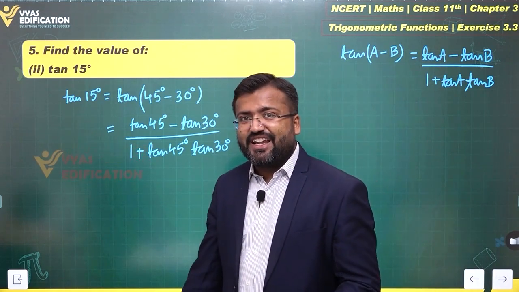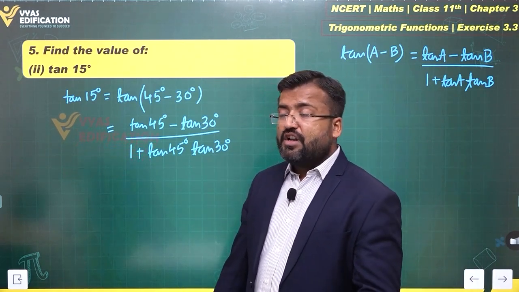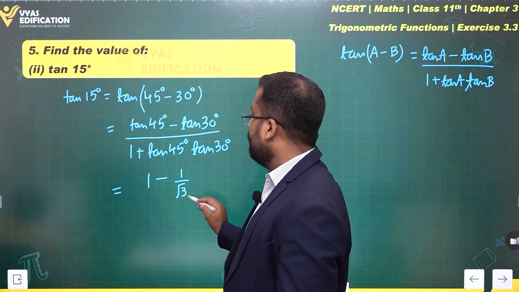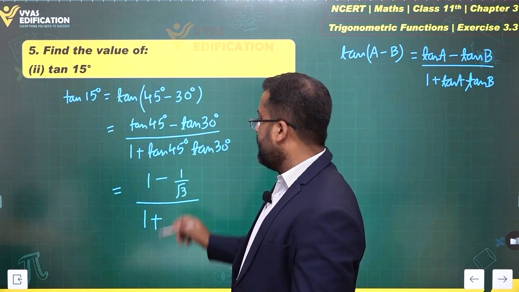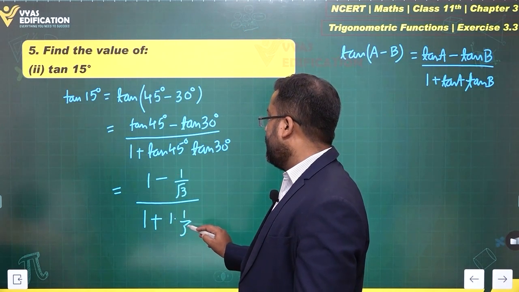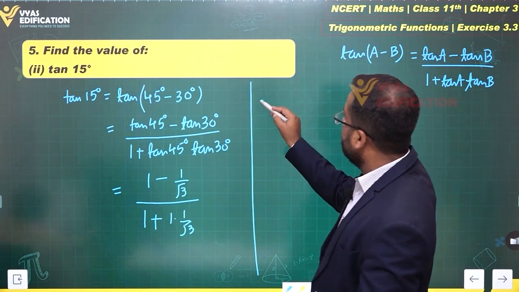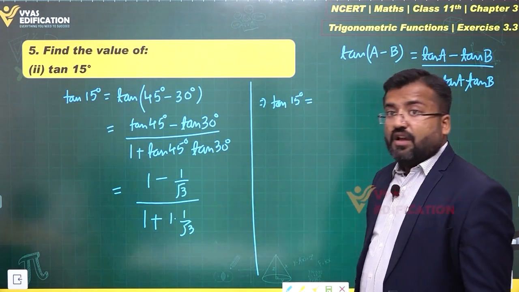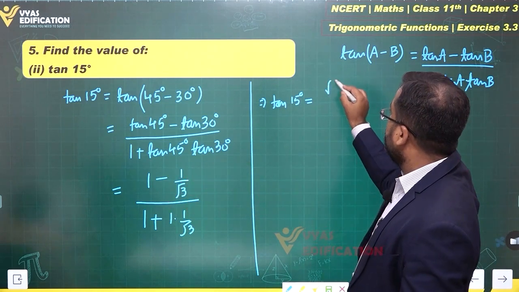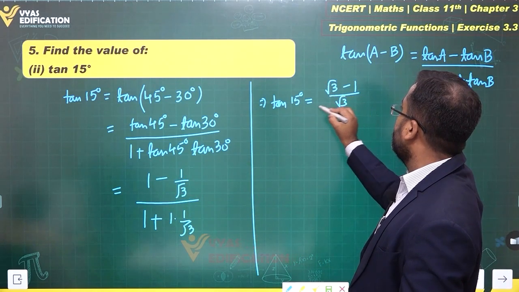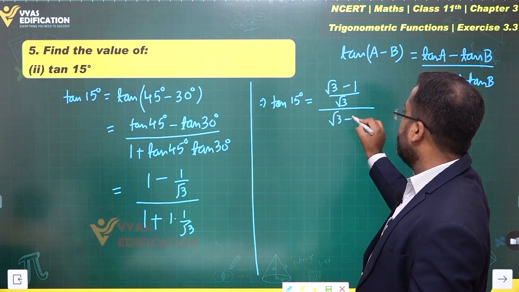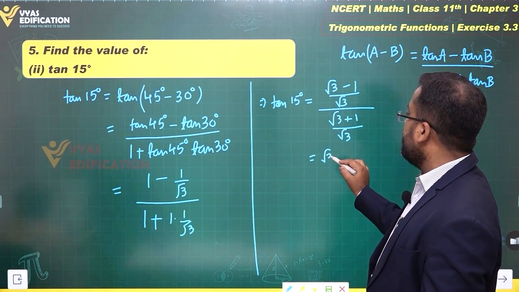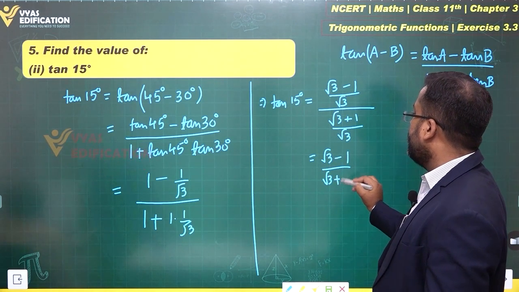Now what is tan 45 degree equal to? Tan 45 degree is 1. What is tan 30 degree equal to? That is 1 upon root 3. So this is 1 minus 1 by root 3, upon 1 plus 1 times 1 by root 3. Now what does this simplify into? We'll have to take the LCM. This is root 3 minus 1 over root 3 whole divided by root 3 plus 1 over root 3, and yes, this one further simplifies into root 3 minus 1 over root 3 plus 1.